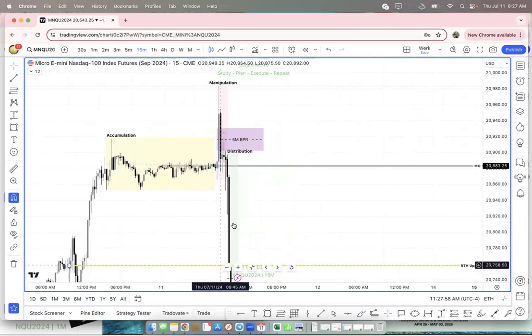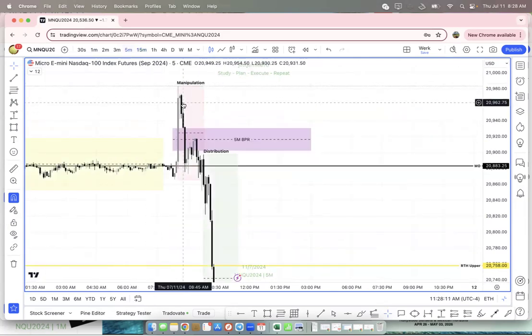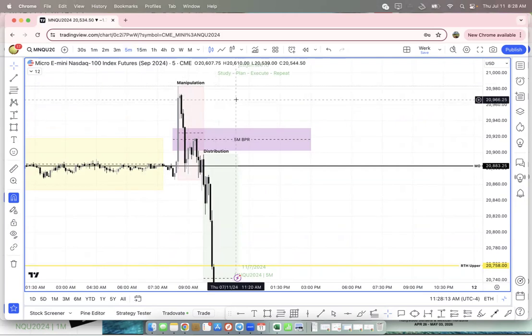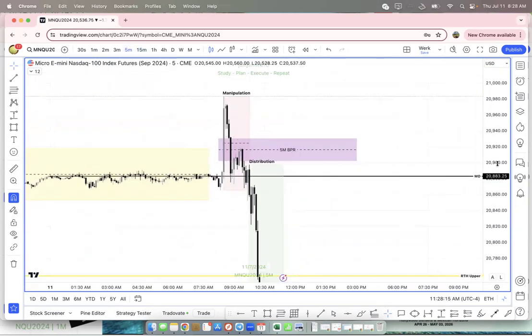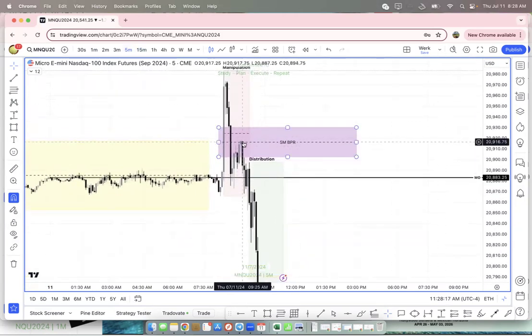So when I wake up in the morning and I see that news had this big manipulation leg up here, then it's like, yeah, good, that's my manipulation. Now I can start to look for distribution. And basically, you're just looking for price to react to a PD array. And in this case, it was this 5-minute BPR.